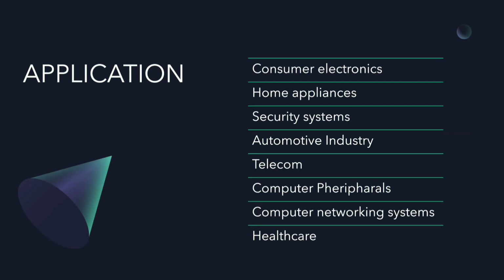Now, let us know the applications of embedded systems. Embedded systems are used in consumer electronics like cameras, fitness bands, etc. They are also used in home appliances like washing machines, air conditioners, and nowadays in rice cookers and electric stoves.